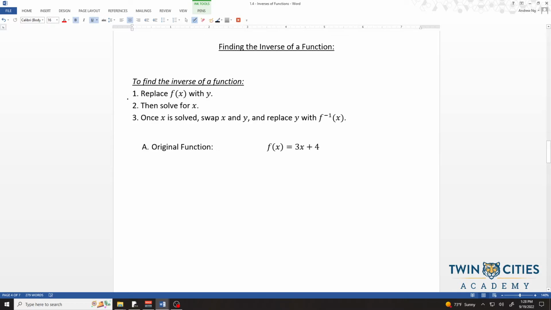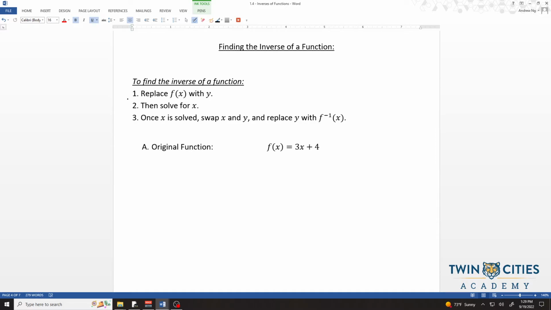1, I'm going to replace f of x with y. F of x is function notation. It's just kind of fancy for y. So I'm going to replace it, a little too fancy for me, make it y. Then I'm going to solve for x, step 2. This is going to be a little bit longer than the other steps here. And then step 3, once x is solved, I'm going to swap x and y. So this is actually then taking the inverse there.